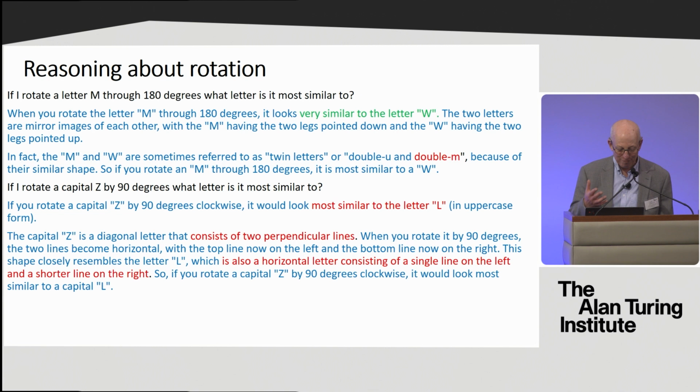And this shape closely represents the letter L, which also has a horizontal line, consists of a single line on the left, a short line on the right. Well, at least it's got the description of L right. So if you rotated a capital Z by 90 degrees, it's the most similar, of course it should be an N.